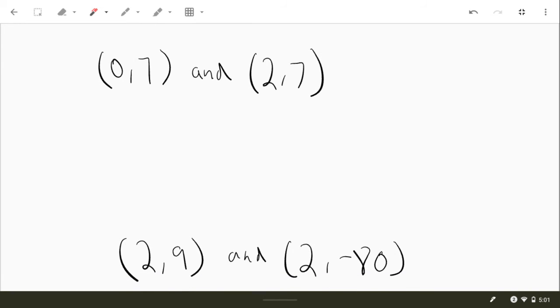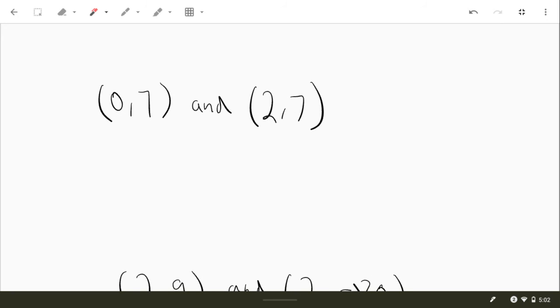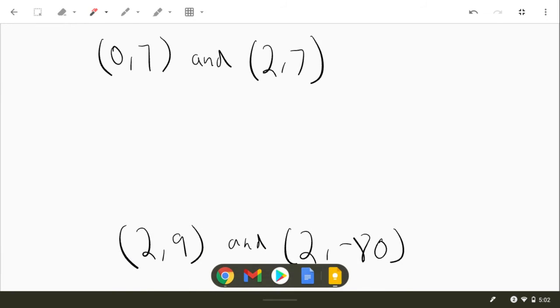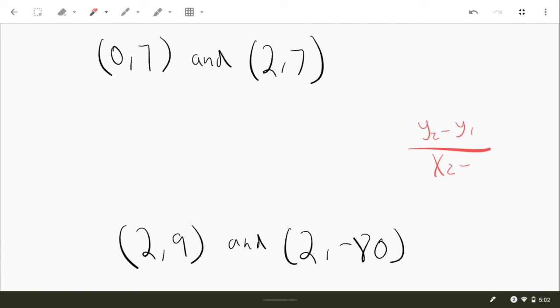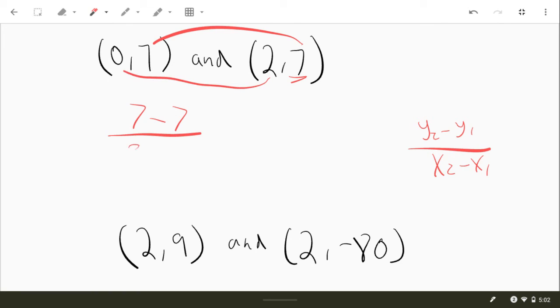Here, you're going to see a couple of special cases. So let me zoom out a little. Y2 minus Y1, X2 minus X1. All right, so let's do 7. I'll do Y2 here, so 7 minus 7 over 2 minus 0. This is going to give us a 0 on top and a 2 on bottom, which comes out to 0 divided by 2, so it's 0.